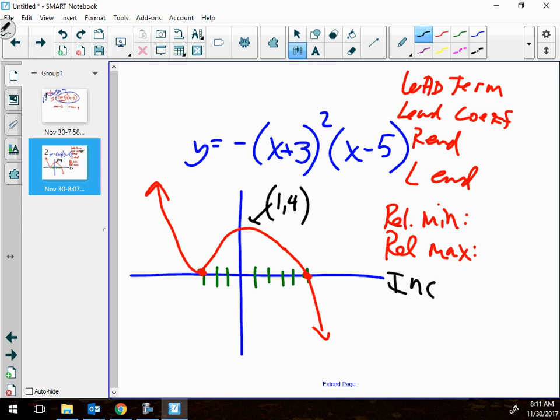Increasing and decreasing. Where is this thing increasing and where is it decreasing? And hint, one of them happens twice. It's either increasing in 2 different spots or it's decreasing in 2 different spots. Obviously, it's increasing sometimes and decreasing sometimes. I'm just saying it's either increasing twice in 2 different areas or it's decreasing in 2 different areas.